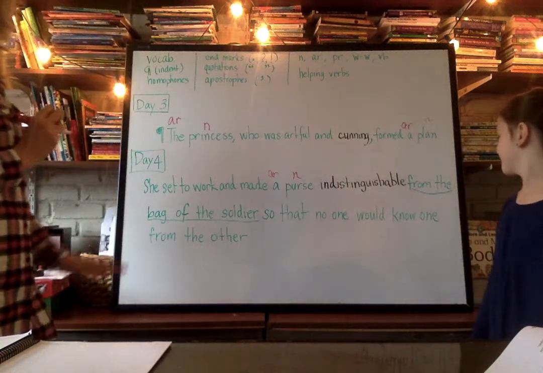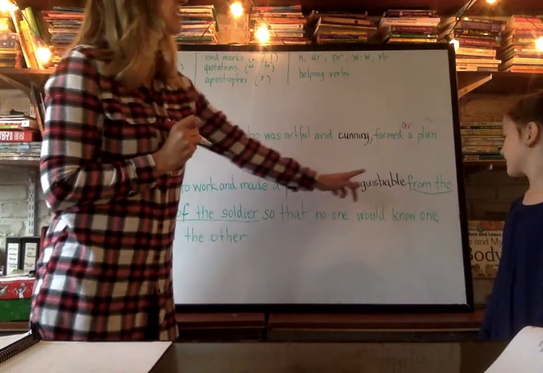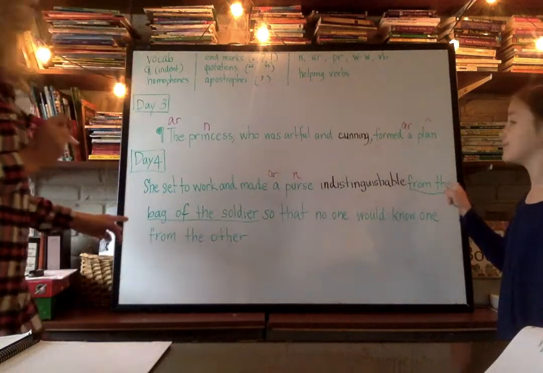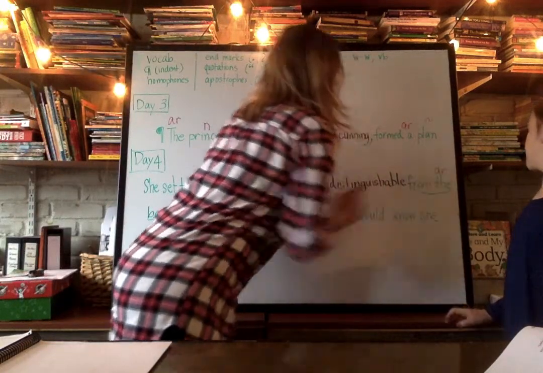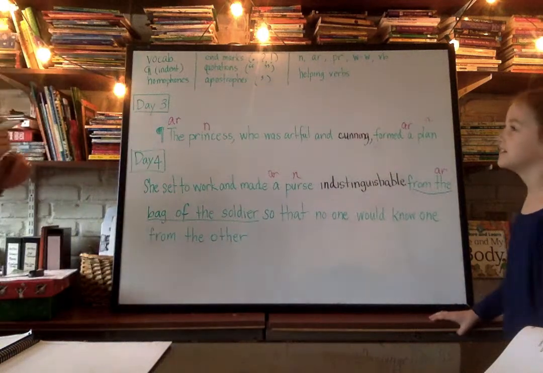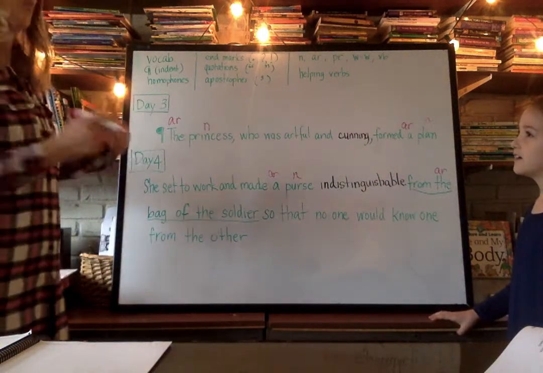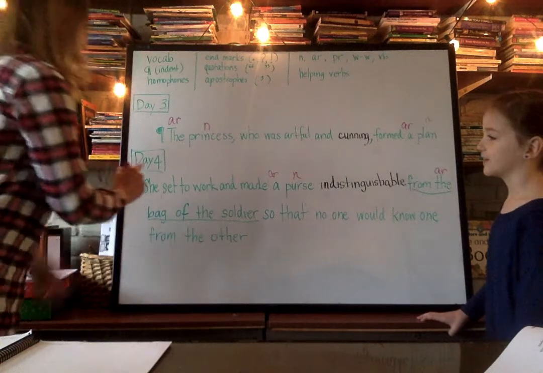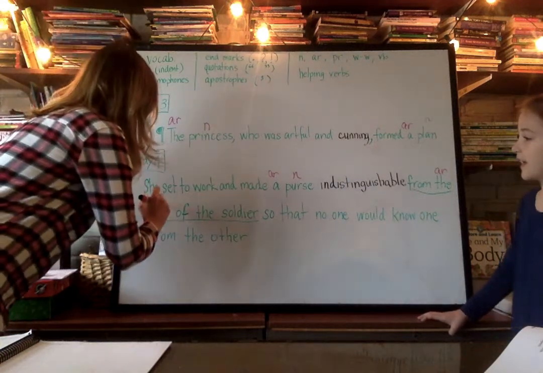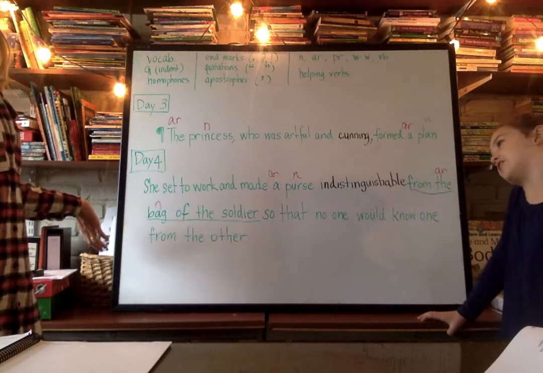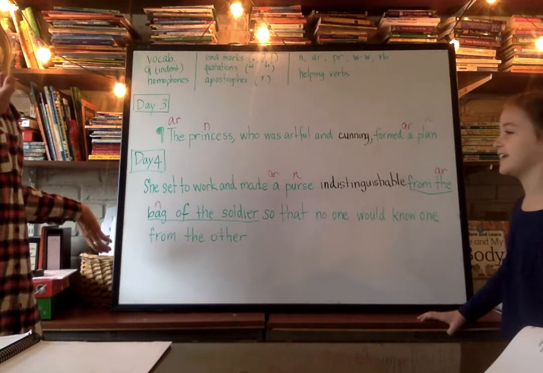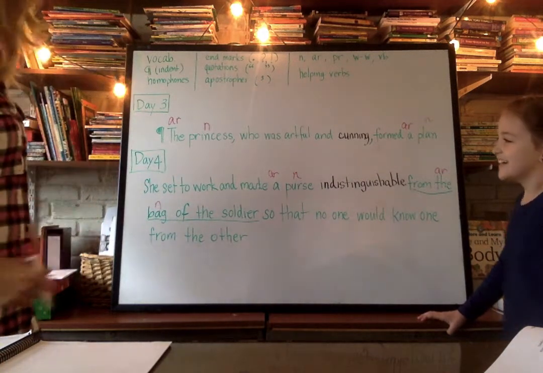Very good. Okay, so she made a purse indistinguishable from the... Stop. Where? The. What part of speech is the? It's an article. Very good. We put an AR above it. The what? The bag. What part of speech is bag? A noun. How do you know? Because it always follows an article and it's a thing. Very good. All right, you're doing great.